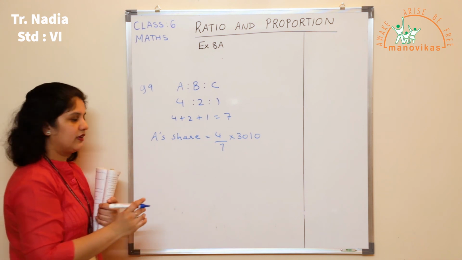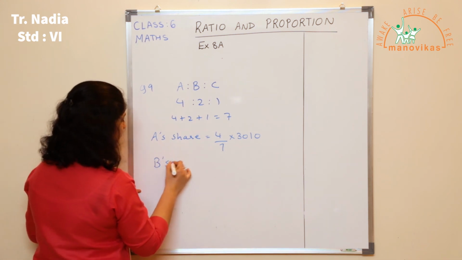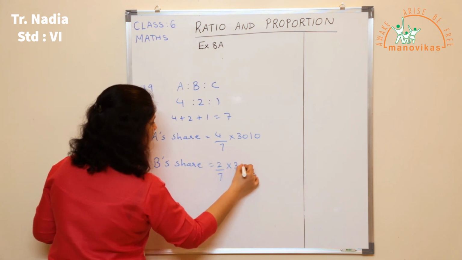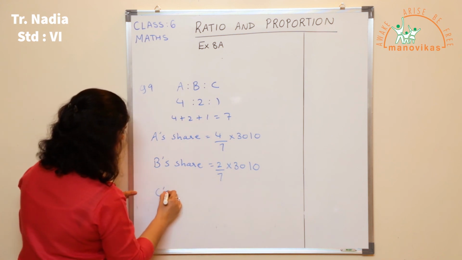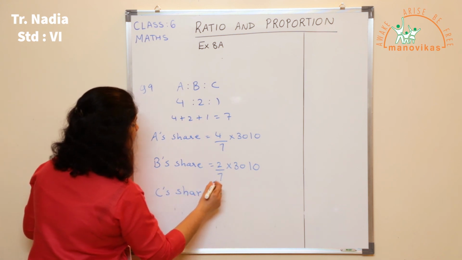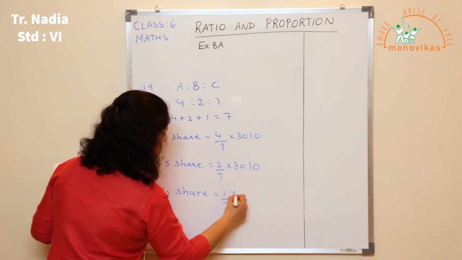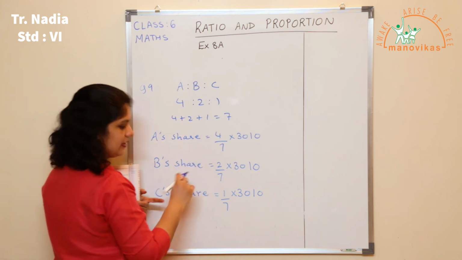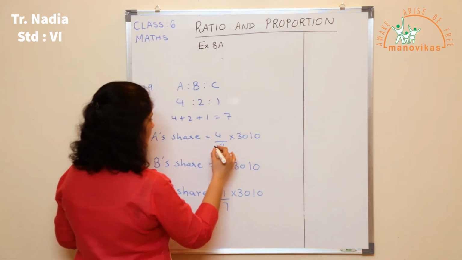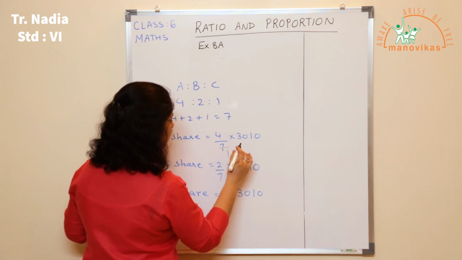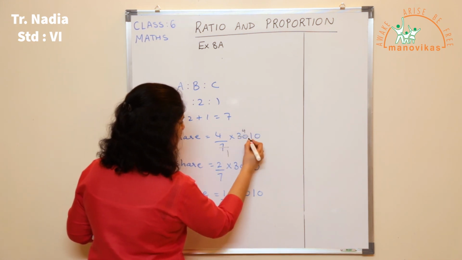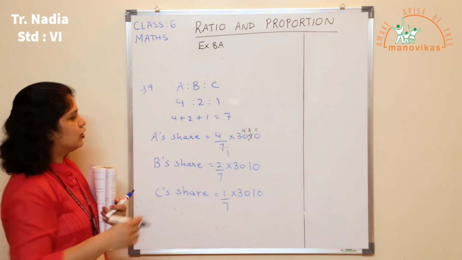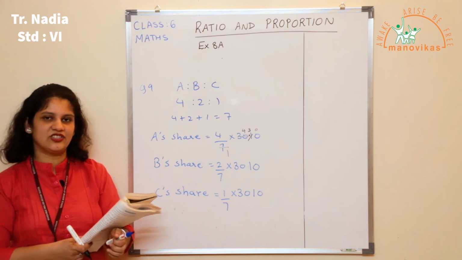Again you will have to reduce whatever can be reduced here. B's share will be 2 upon 7 multiplied by 3,010, and C's share will be 1 upon 7 multiplied by 3,010. Okay, check whether 3,010 and 7 can be reduced. Yes, it can be reduced. 7 ones are 7, 7 fours are 28, extra 2 here, 7 threes are 21 and the 0 comes up. So 7 and 3,010 can be reduced. Please try reducing it.